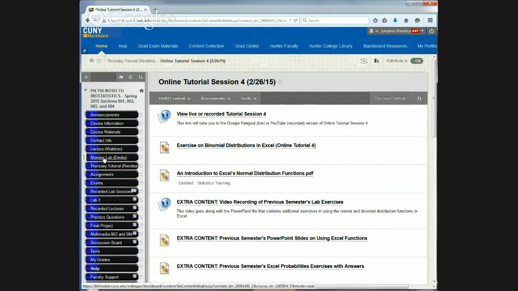You have lecture, Monday lab, and Thursday tutorials all here with our various names next to them. Obviously, there are more things here than you'll see when you log in because I'm logged in as the instructor. But you'll see a reduced, easier to navigate section on the left-hand side of the screen.